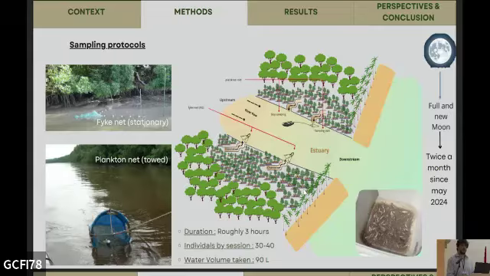We fish only at full and new moon because obviously the tide is more intense, and we've done that twice a month since May 2024. We fish for roughly 3 to 4 hours because we're tide dependent, obviously. And we try to capture between 30 to 40 individuals.